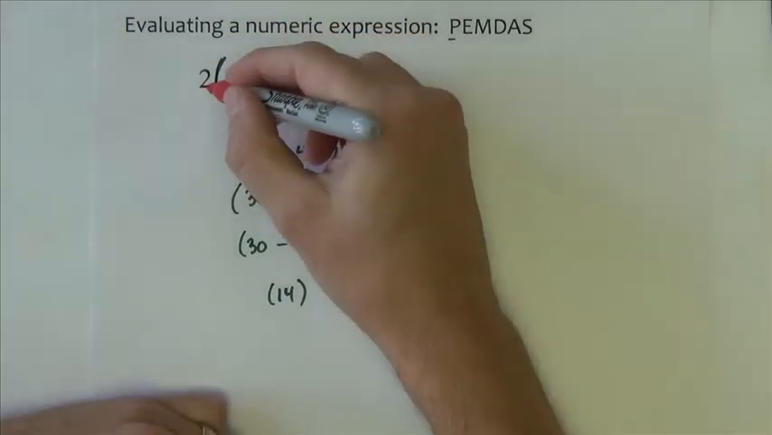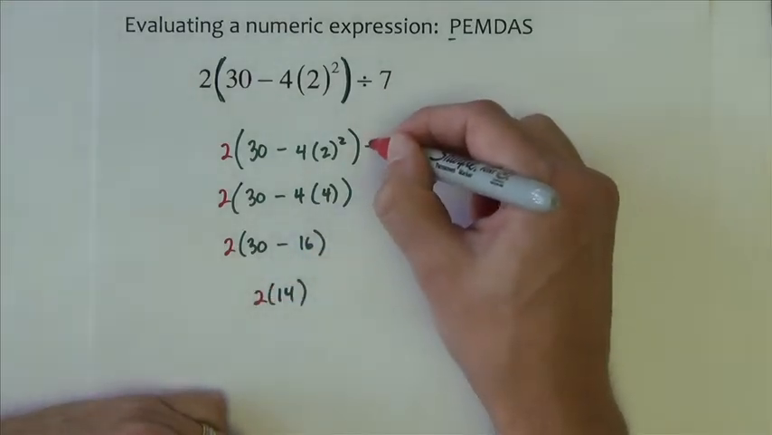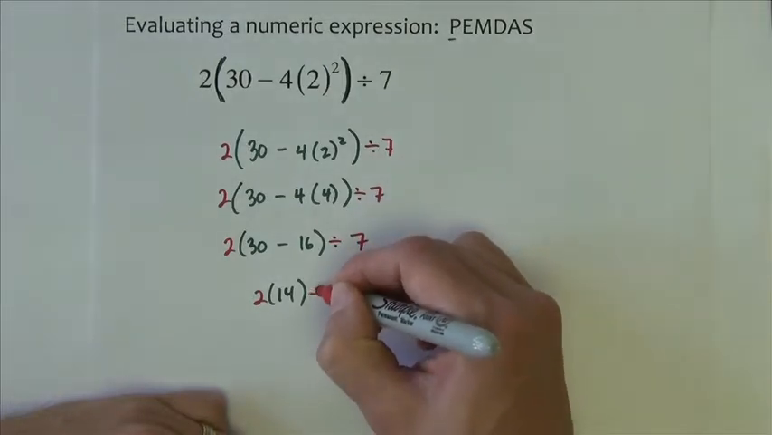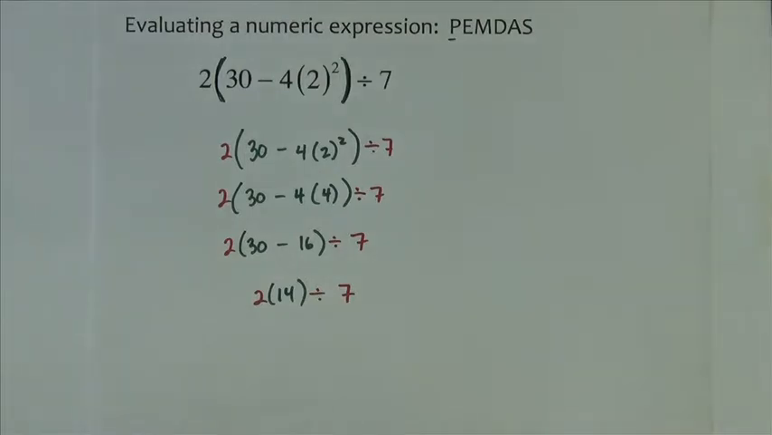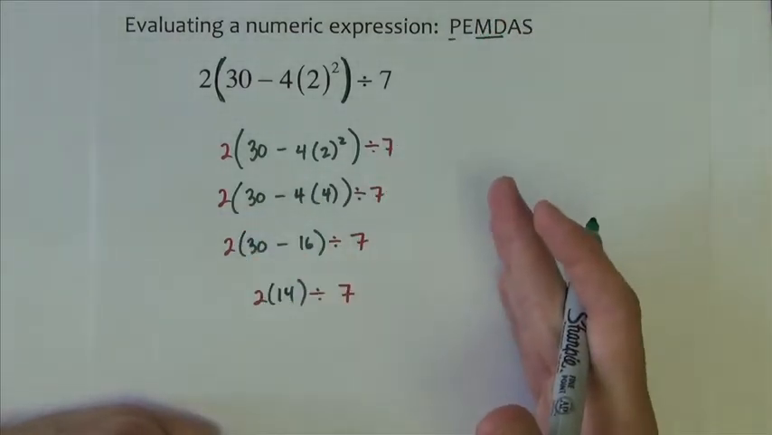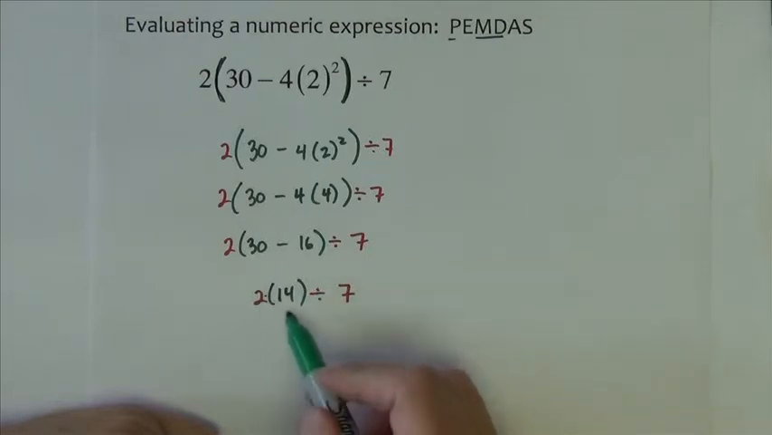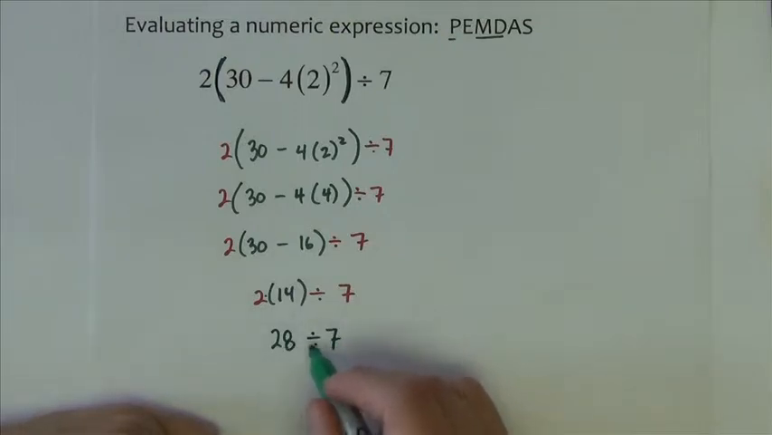The rest of the problem had a 2 in front of the parentheses. We also had this divide by 7. Okay, so now we're ready to finish this problem. When you multiply and divide, they are kind of the same operation here. You just do them from left to right. I have a multiply and I have a divide, so I'm going to go from left to right. I'm going to multiply first. 2 times 14 is 28. And then finally 28 divided by 7 is 4.